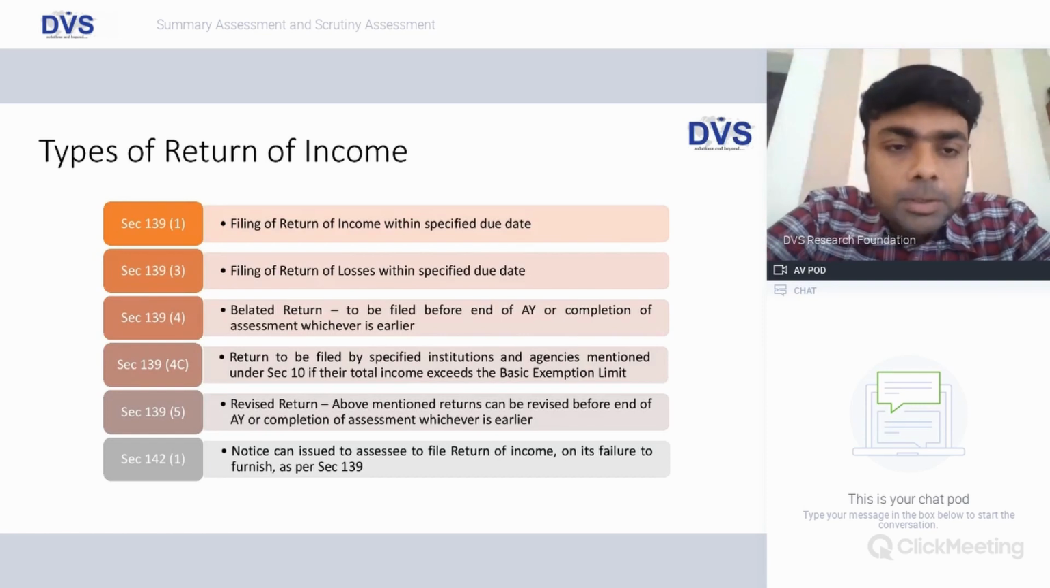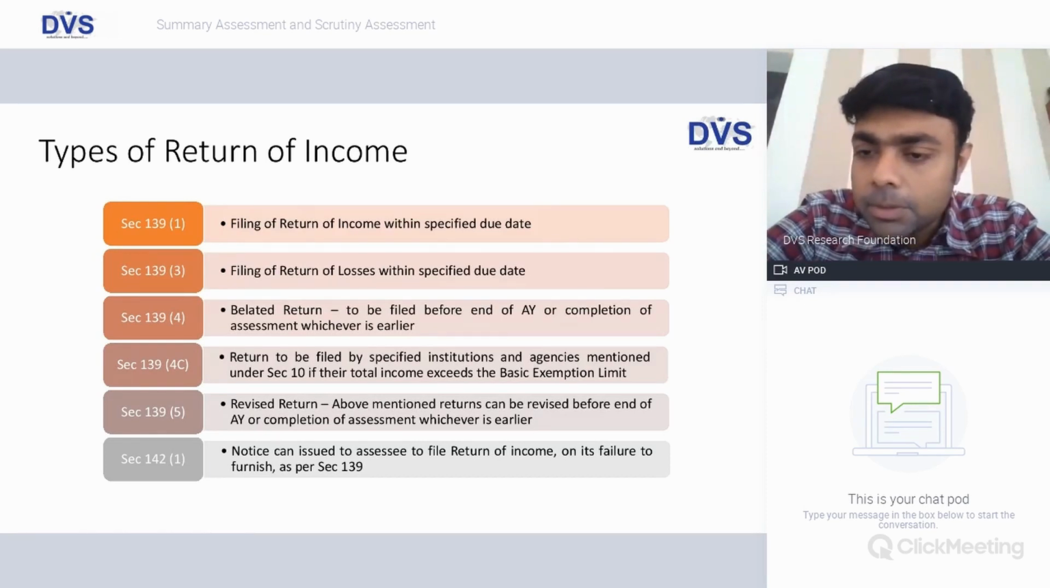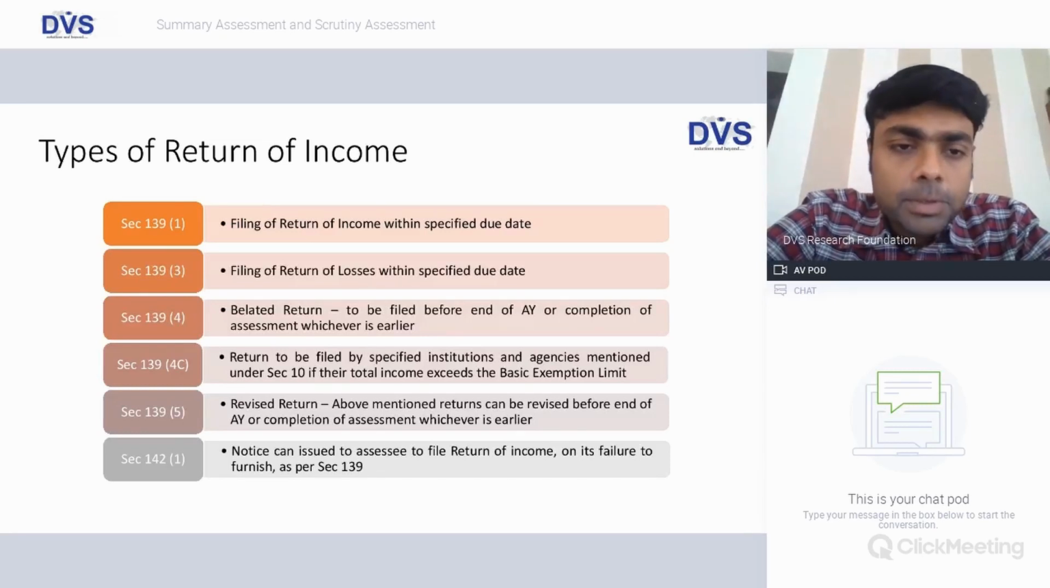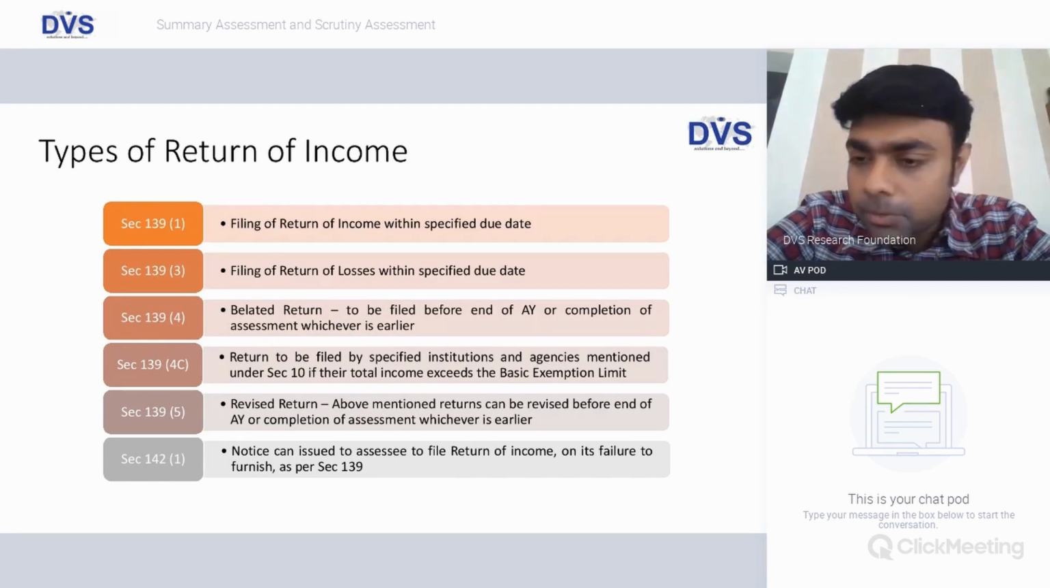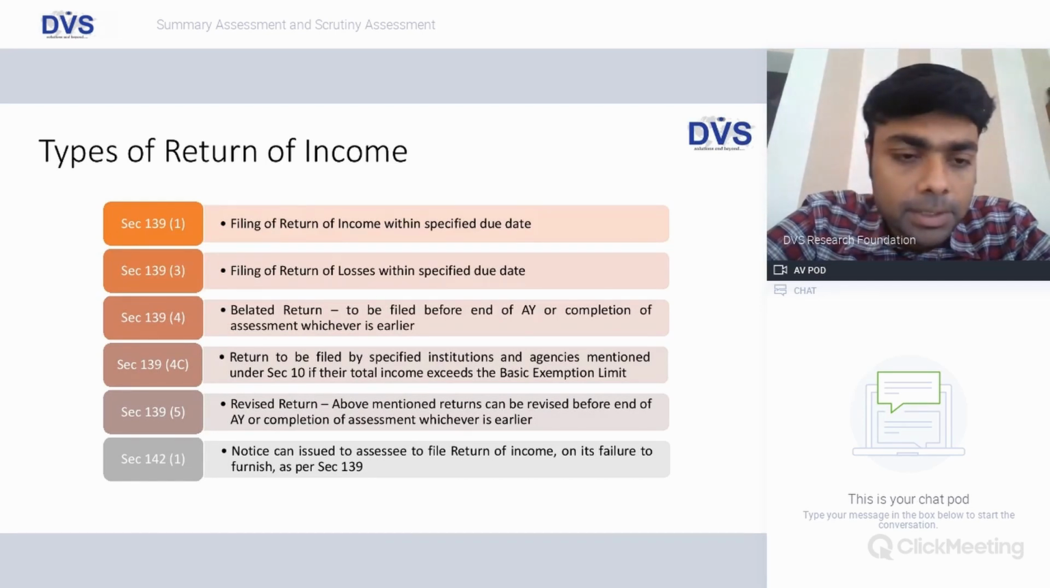What are the types of return? So we have section 139, which deals with return of income. So types of return, first is 139(1), which talks about due date for filing return. 139(3) talks about loss returns. 139(4) belated, and 139(4)(c) returns to be filed by exempt entities which are eligible for exemptions under section 10. 139(5) is revised return. 142(1).